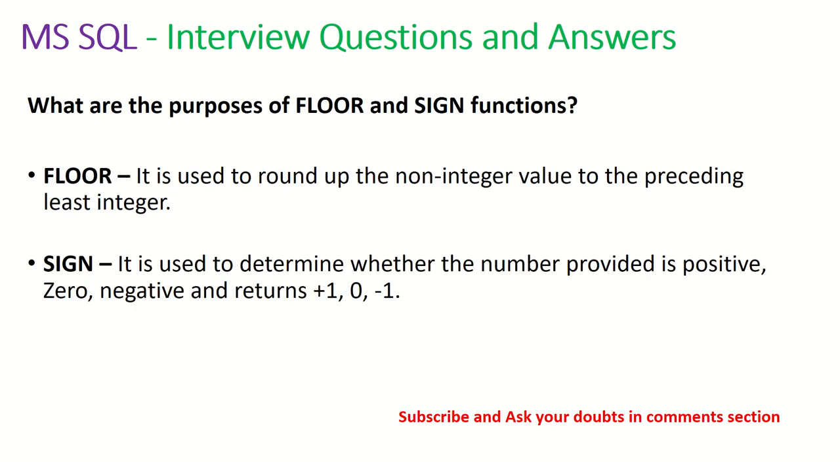Now, what is the purpose of floor and sign functions? Whenever you're doing calculations, you want to round down a non-integer value to the preceding least integer. For example, if you have the value 10.3, when you say floor, it will come down to 10. Whereas sign is used to determine whether the number provided is positive, zero, or negative, and returns you 1, 0, or -1.